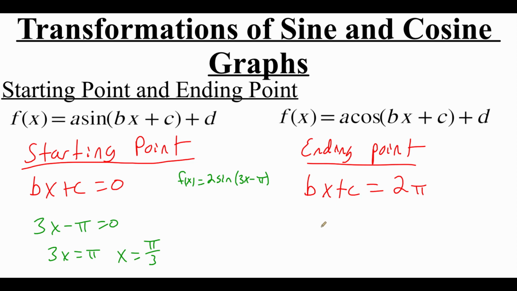Now, if I wanted to find the ending point, I would take the 3x minus pi and set that equal to 2 pi. I would add the pi over to the right-hand side, so I would get 3x equals 3 pi. I would divide both sides by 3, meaning that the last x value in my table should be pi. So this graph is going to complete one full cycle, one full wave, between the x values of pi over 3 and pi.